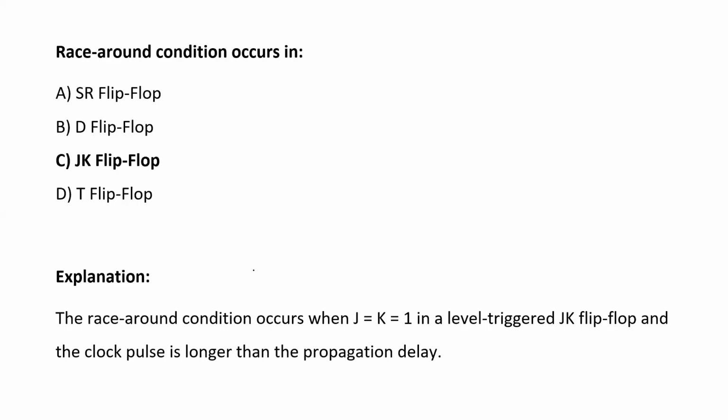Race around condition, this is very important. Race around condition occurs in which flip-flop? That is called the JK flip-flop. The race around condition occurs when J equal to K equal to 1, in a level triggered JK flip-flop, and the clock pulse is longer than the propagation delay.